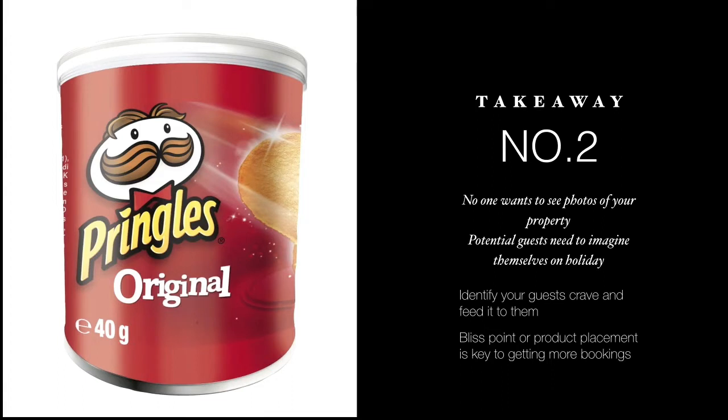So the takeaway number 2 here is no one wants to see photos of your property. Potential guests need to imagine themselves on holiday. I can't stress this enough. This is one of the things that I identified in those early days and made a huge difference to my click-throughs and so on. So identify your guests' crave and feed it to them. Bliss point or product placement is key to getting more bookings.